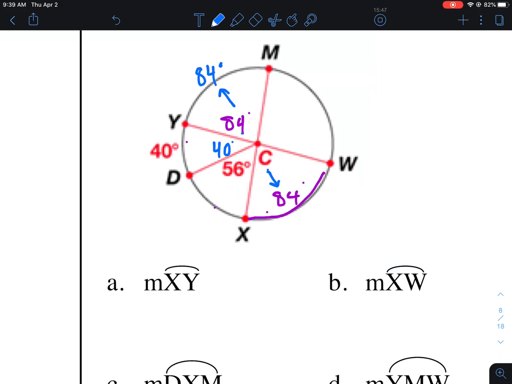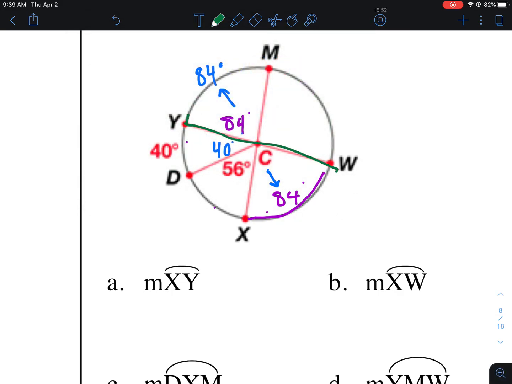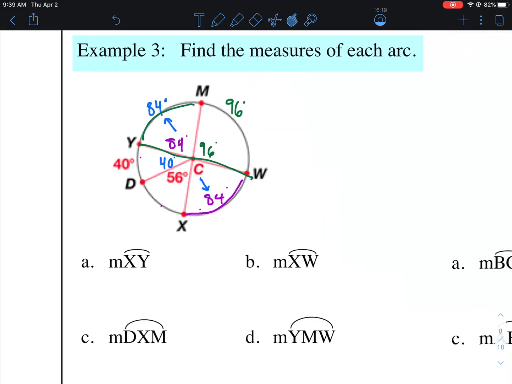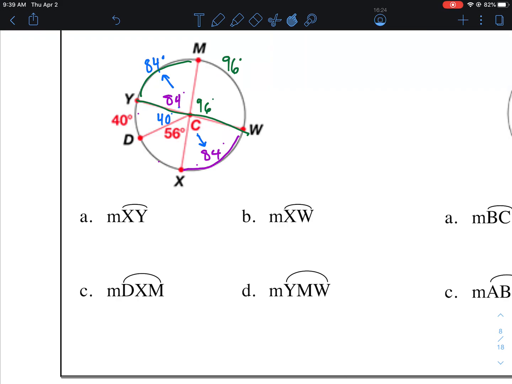Now, the last thing, if you use what we talked about, this is a diameter, this is 180 degrees, and if you know that that's 84, 180 minus 84 is going to give you 96, and that's what this arc is right here, as well as this angle. So knowing that, now you can answer a bunch of questions, because now you can go back and look at these guys down here. So all these ones here with X, Y, W, and whatever, all right, let's do it.